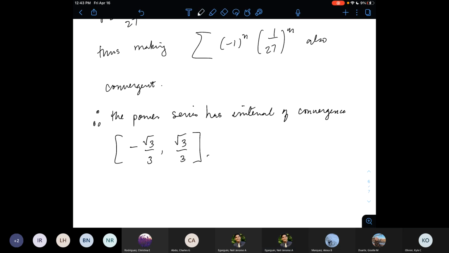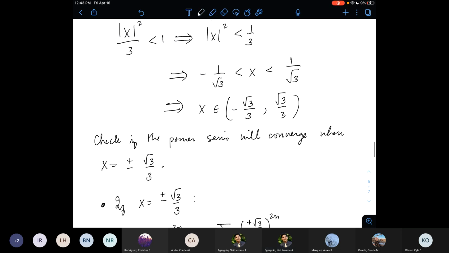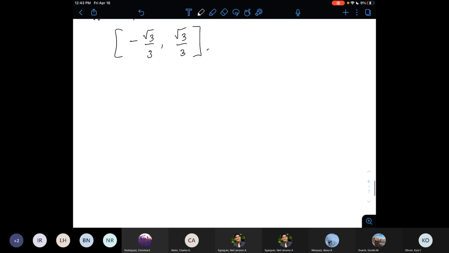All right. Okay, perhaps let's try another one. Let's try the sum of -1 to the power n times n all over 4 to the n of x plus 3 to the power n. n goes from 1 to positive infinity.